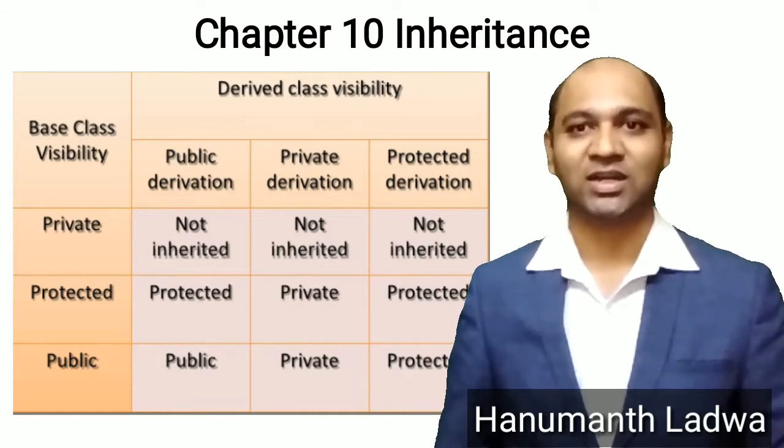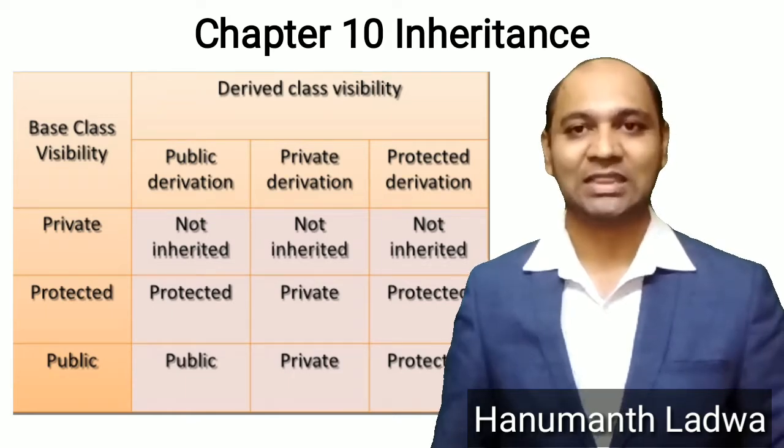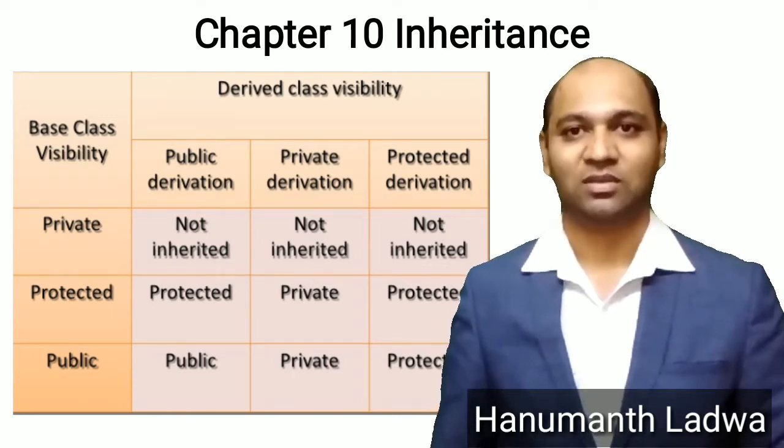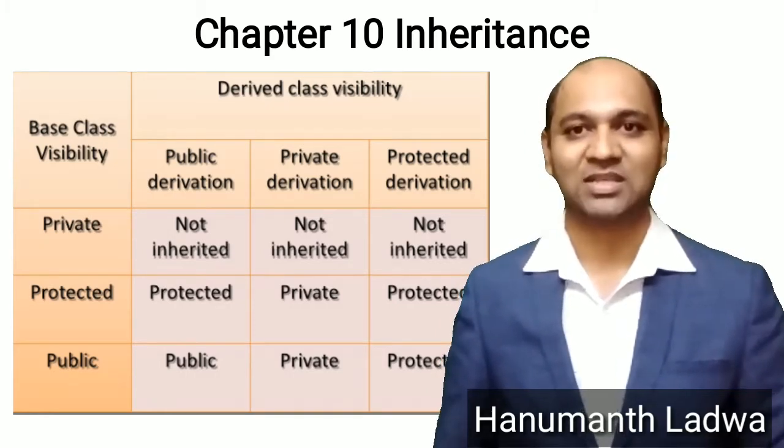Now we'll study protected inheritance. The public members of the base class become protected in the derived class. The private members of the base class cannot be inherited in the derived class. The protected members of the base class stay protected in the derived class.